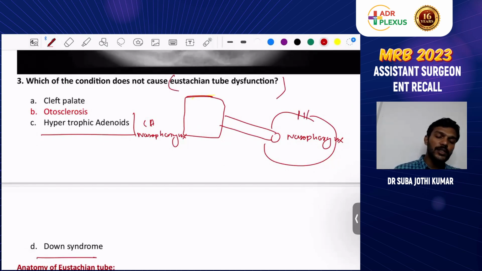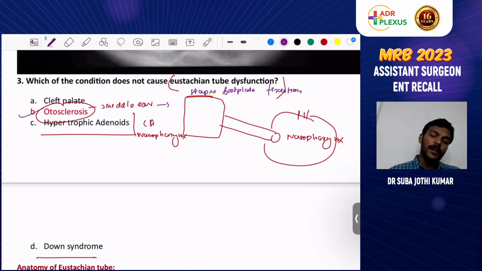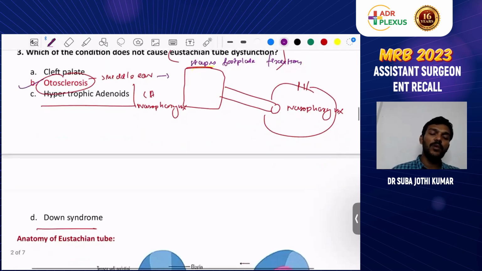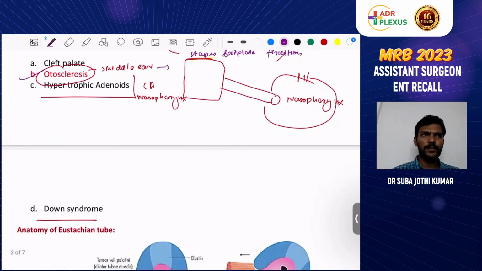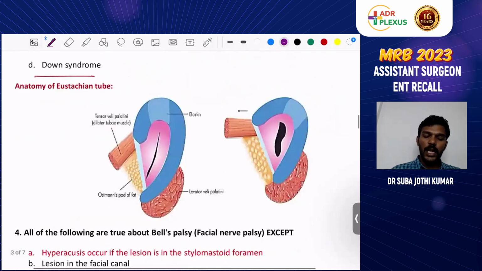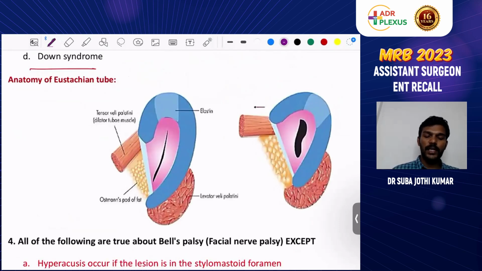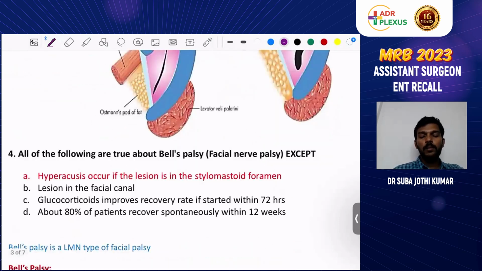But otosclerosis is a disease of the middle ear where the stapes footplate goes for fixation. So this can't cause eustachian dysfunction, whereas the others can. Otosclerosis is a stapes footplate fixation that is bound to cause only conductive hearing loss, not eustachian dysfunction. All right. So this is the anatomy of the eustachian tube, the nasopharyngeal end.